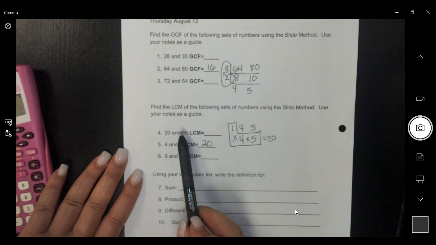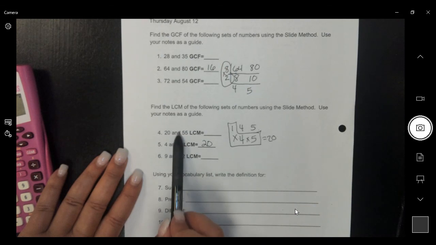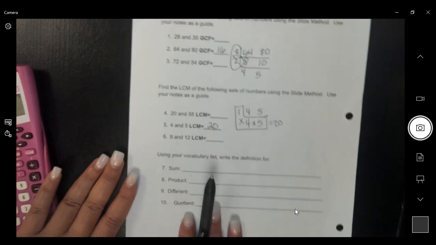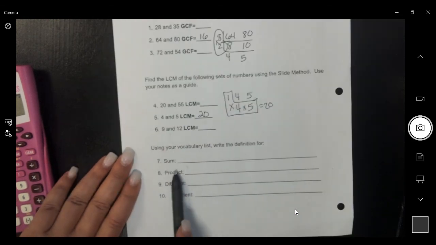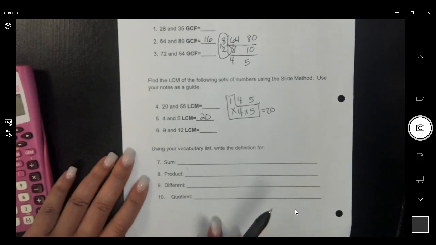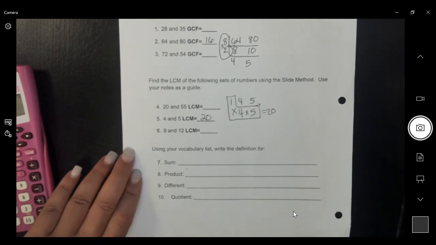So you should be able to do those with the rest of these as well. Remember, these words right here are on that vocabulary list. You need to study those because we are going to have a quiz over those tomorrow.